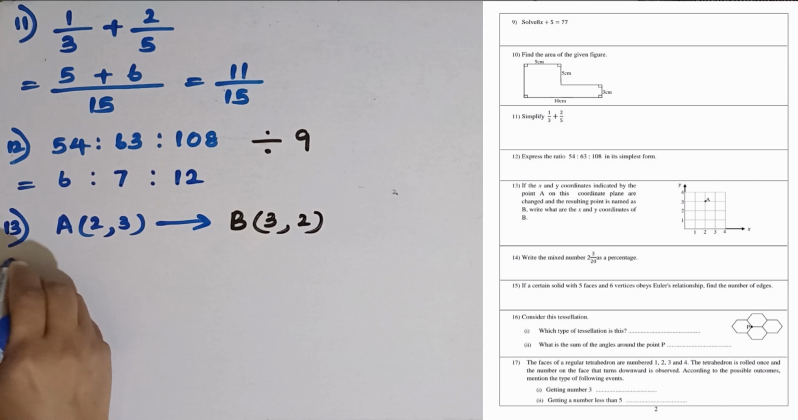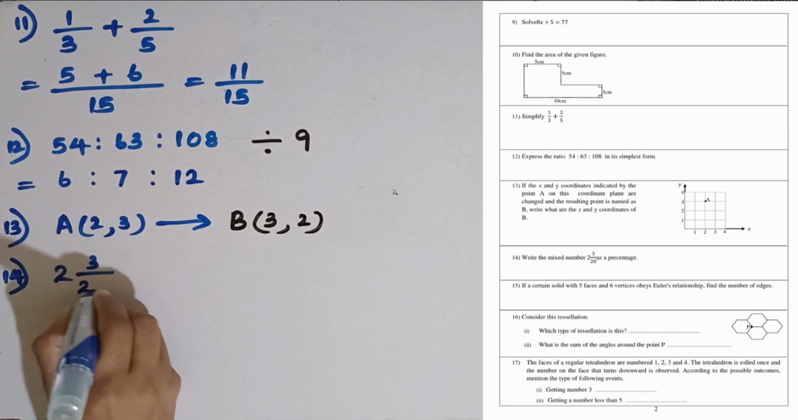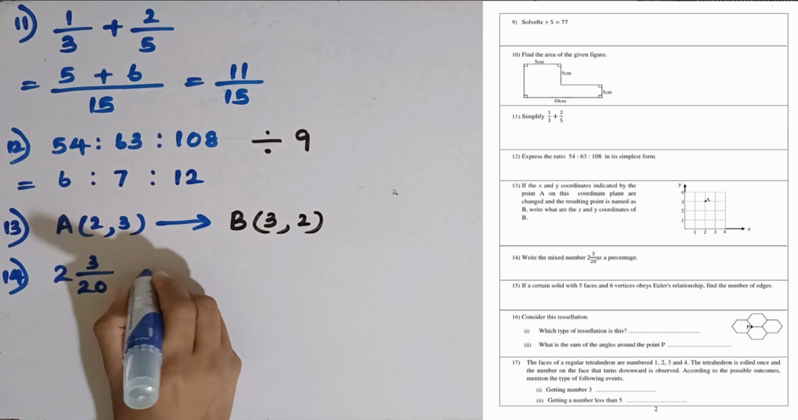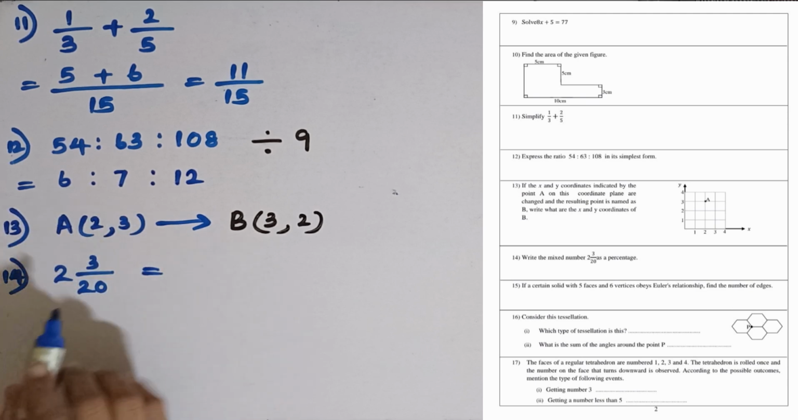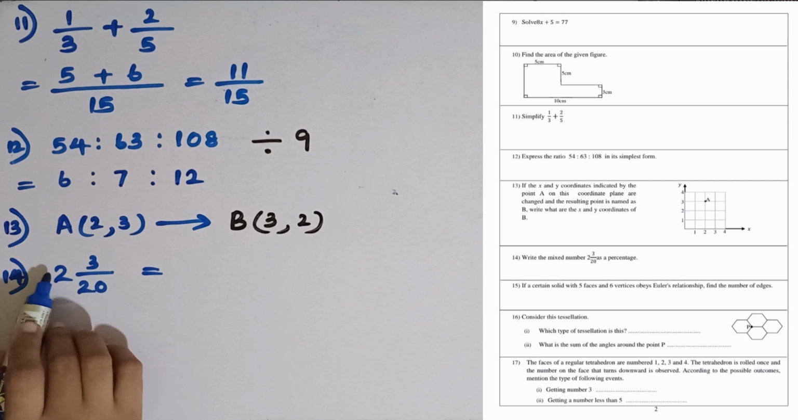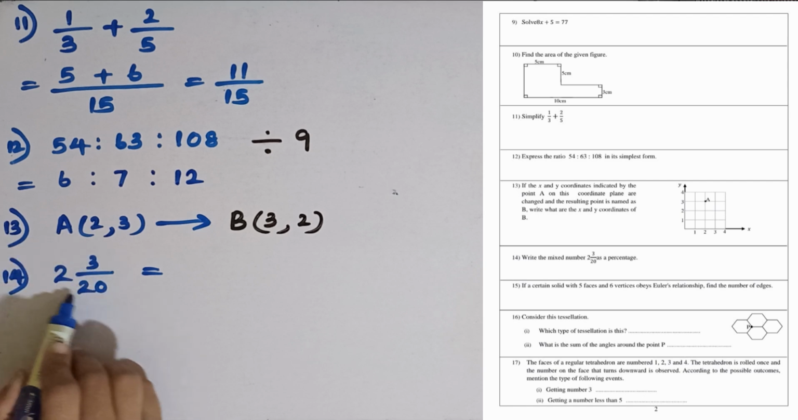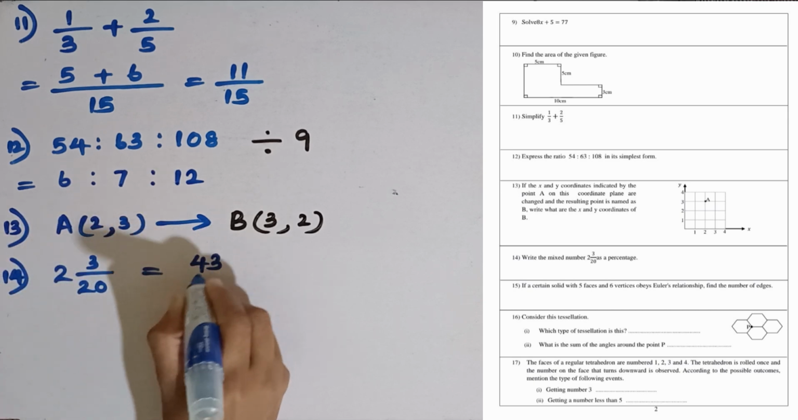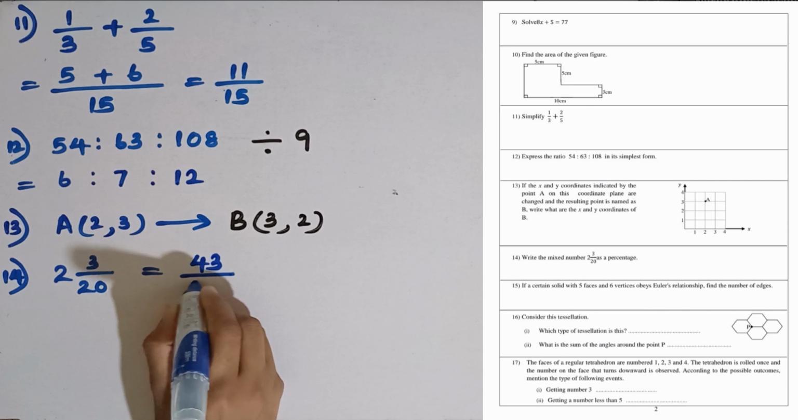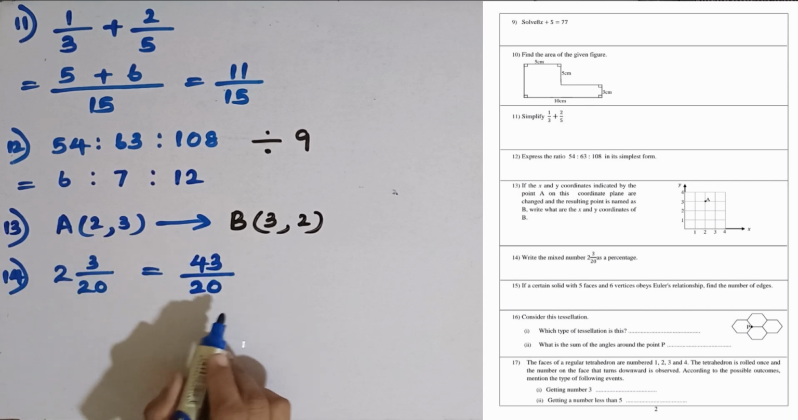Question number 14. Write the mixed number 2 3 over 20 as a percentage. First we have to convert this mixed number into an improper fraction. For that, the denominator should be multiplied by this whole number and the numerator should be added. 20 times 2 is 40. 40 plus 3 is 43. That is the new numerator. Then 20, the denominator remains unchanged. So this is the improper fraction.